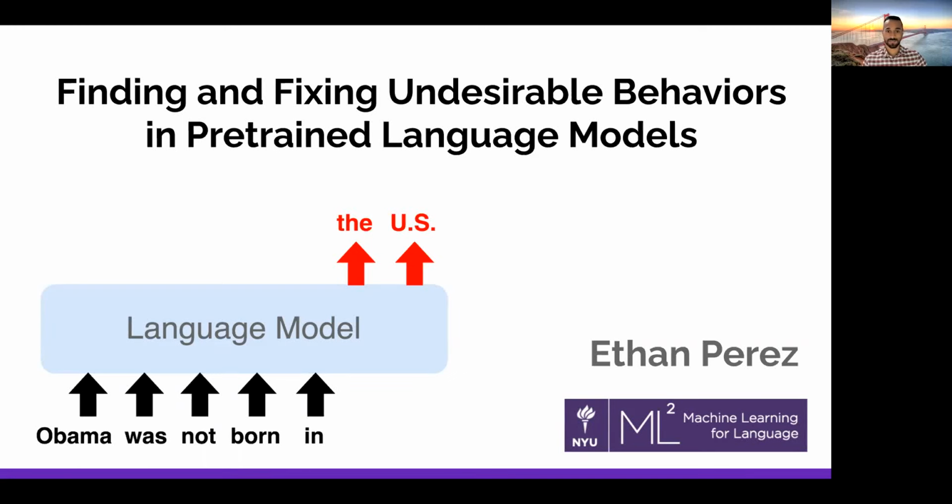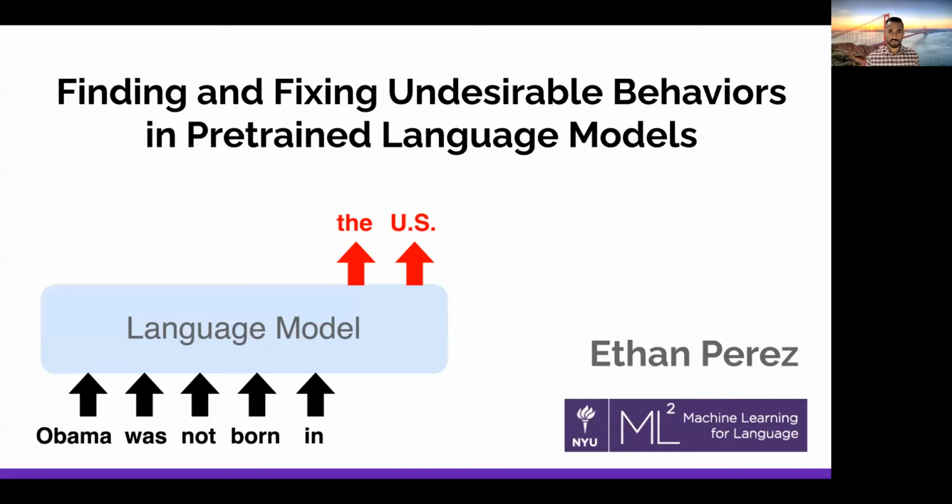Hi, everyone. I'm excited to be giving a talk on my work on finding and fixing undesirable behaviors in pre-trained language models. This is going to be an overview of some of the work that is presented in my thesis that I've been working on during my PhD. To start, I'm going to introduce language models and how we train this powerful class of systems in natural language processing.